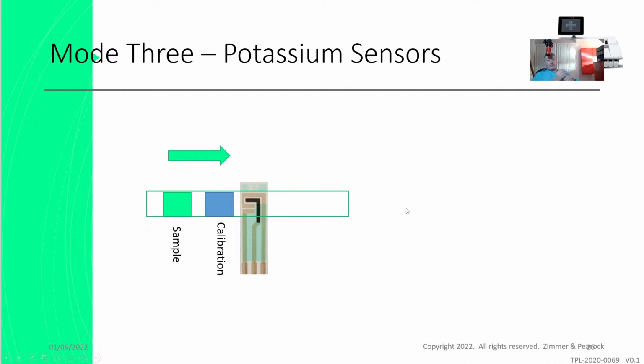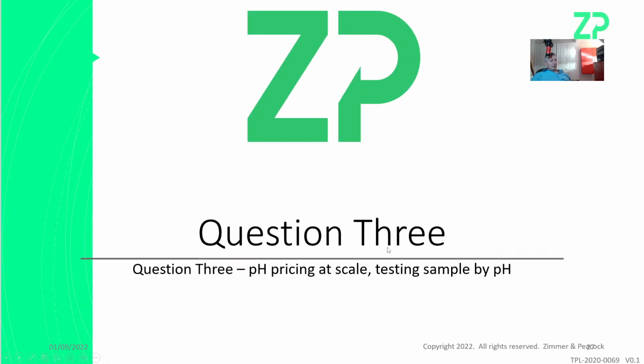But I just say that there are 3 modes of operating a potassium sensor. So whether the potassium sensor will work or not depends really on what mode of operation you're actually working in.